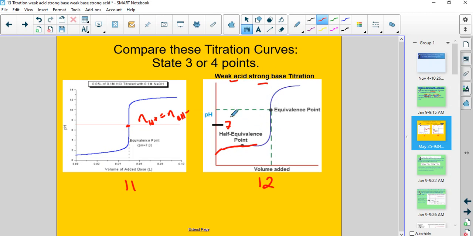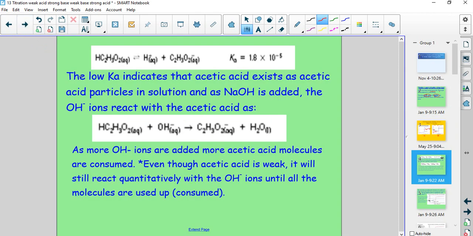So there are major differences between these two curves. At the end of this set of videos, hopefully you're able to explain what those differences are, and that would be a good sign that you understand what's going on. A couple important points. Again, low Ka indicates that acetic acid only partially ionizes. This is showing you the ionization of acetic acid into hydrogen ions and acetate ions.